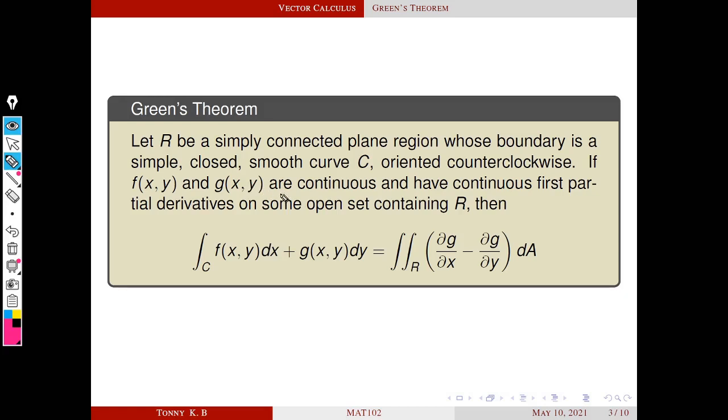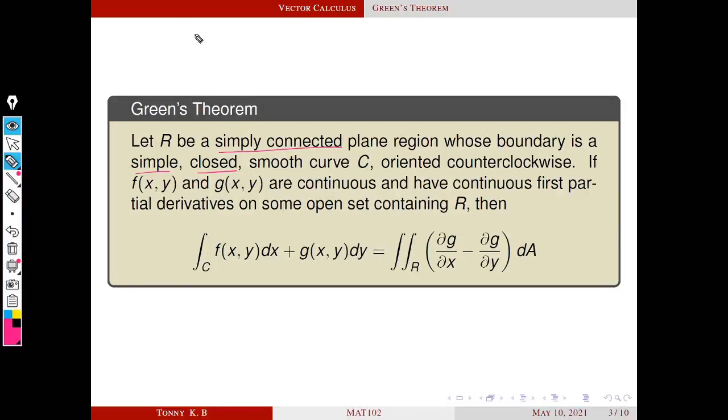Before moving to Green's theorem, first we have to define some terminologies. The first one is simply connected, and what is a simple curve, and what about a closed curve. We know what is a smooth curve. Smooth curve means differentiable curve. First we have to define the simply connected region.